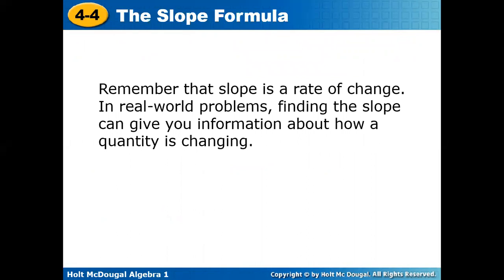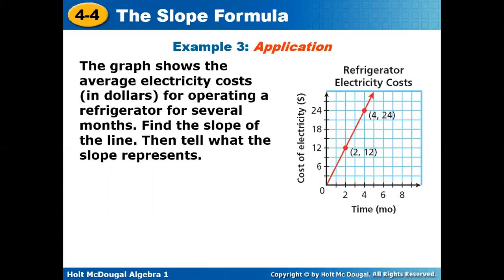And also the slope, we know it's the rate of change in real world problems. Finding the slope can give you information about how a quantity is changing. So in this question, the graph shows the average electricity costs in dollars for operating a refrigerator for several months. Find the slope of the line, then tell what the slope represents.